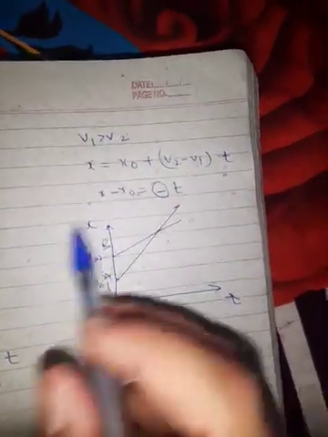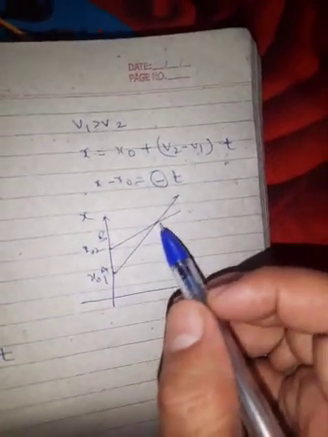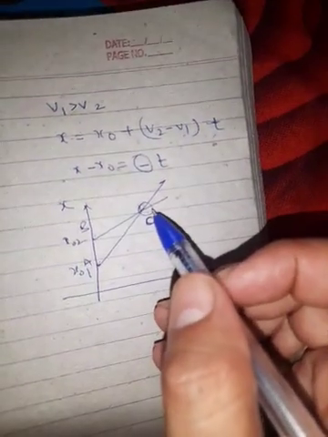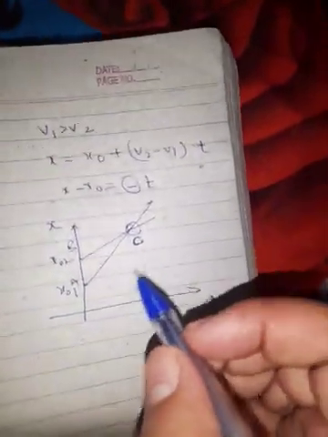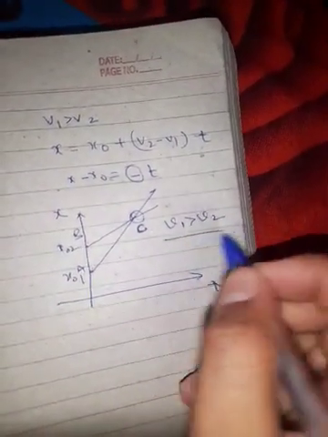So with the help of these kinds of graphs we can find out when both bodies will cross each other, and up to which distance both bodies will travel before crossing together. That point will be C. At point C we can see both bodies cross each other. So here we can conclude that the velocity of the first body is greater than the velocity of the second body.